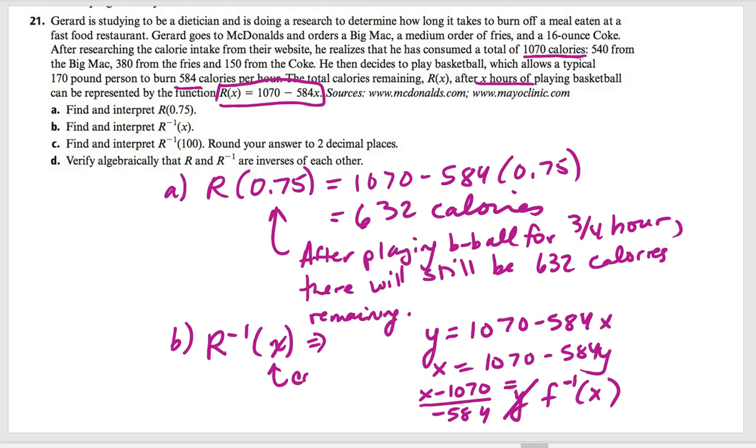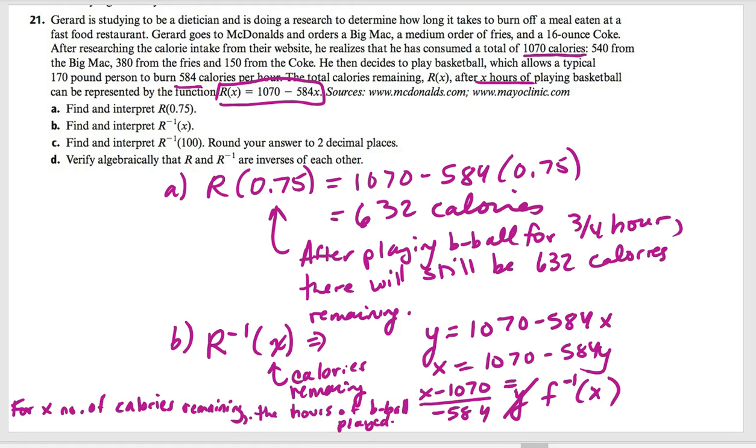Now it's going to be the opposite. This is going to be the calories remaining. So the inverse is going to tell us if we have a certain number of calories remaining, we'll solve for the number of hours of basketball that will be played. So you can see that the input and the output get swapped when you're looking at the inverse.